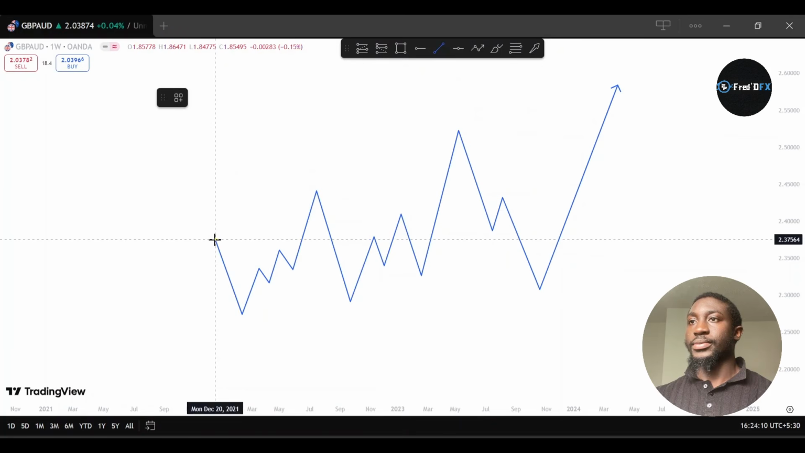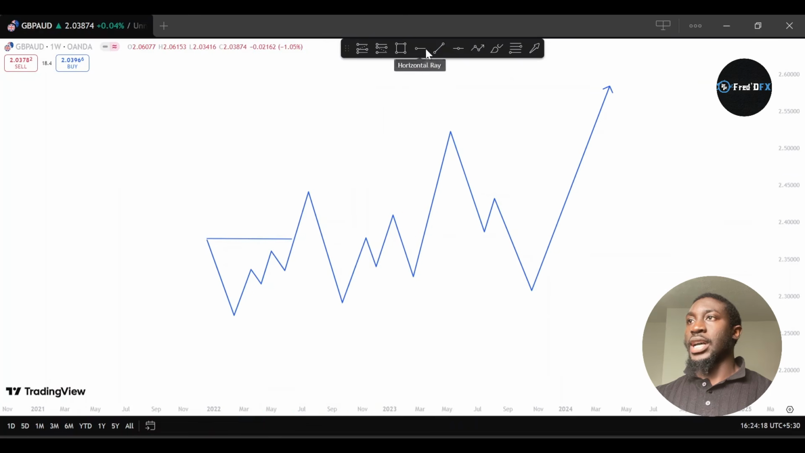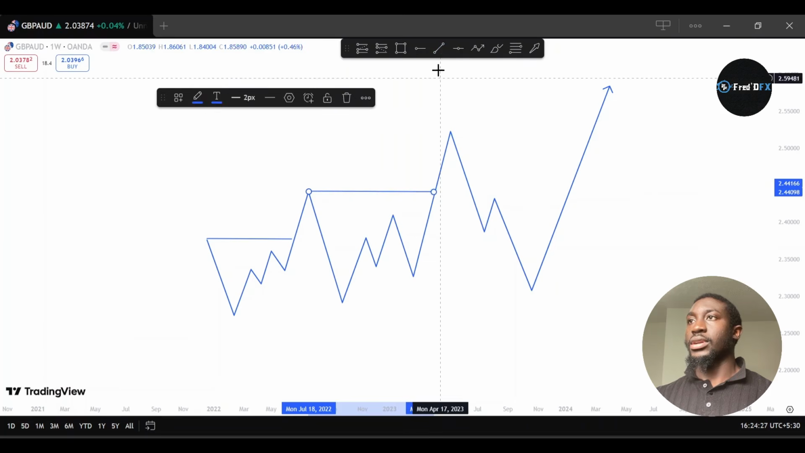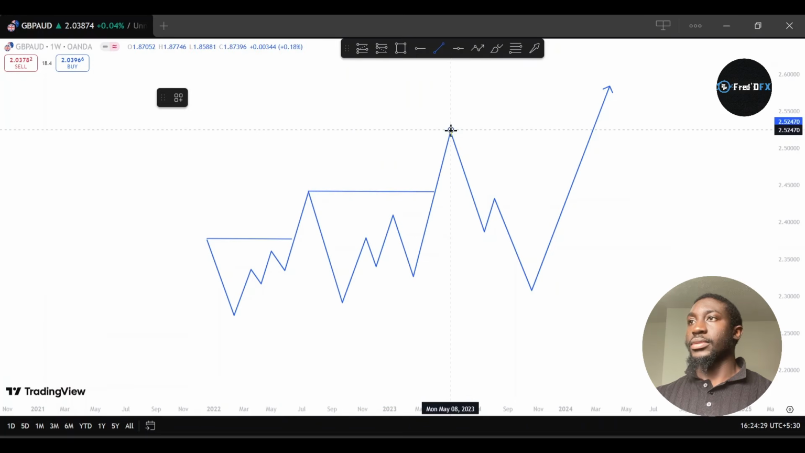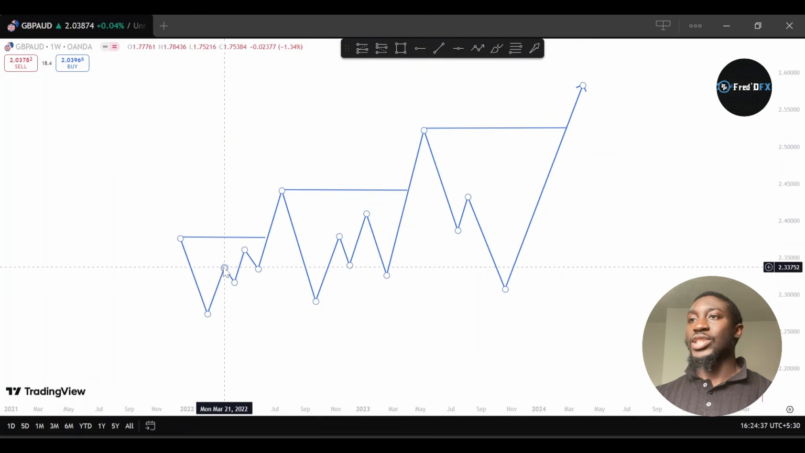here. There was a break of structure. Now, there was another break again, and there was another break again. If you observe very well, you will see that when price was moving like this, it was giving higher highs and higher lows.